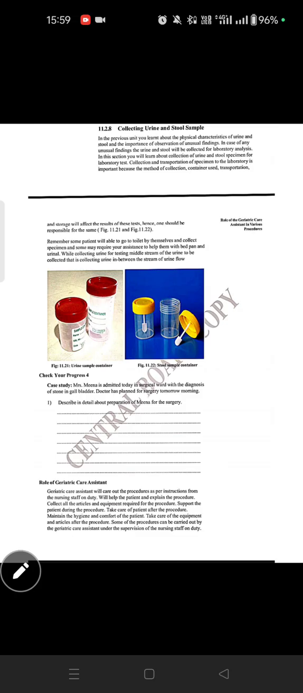Then for the stool, the patient can pass the stool, and there will be a kind of spoon. You can take it, keep it in the container and close it. We should follow this sterile method, because you should not touch the inside of the container. You can only touch the outside.